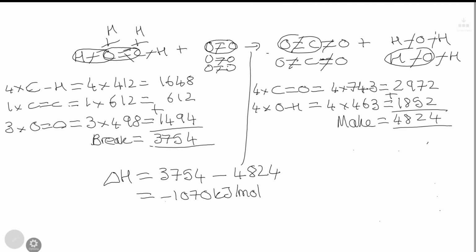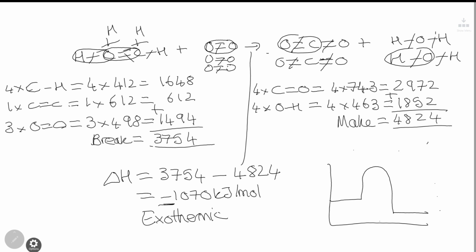So as before, this is a minus number overall, which means this reaction is also exothermic. And so this energy diagram, like the one before, would look like this, because the value here is smaller than the value here on this side, so that energy is going to come out negative overall.